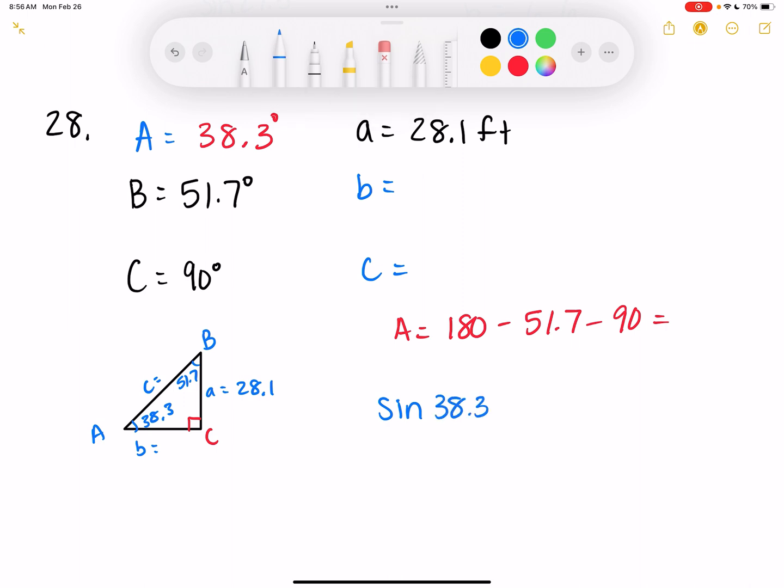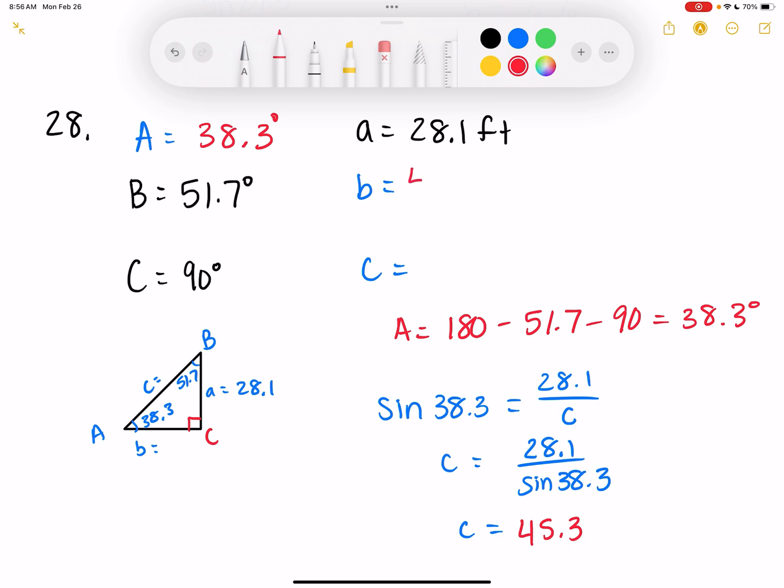Now, I should say it wouldn't have worked yet. We would have had to solve for C first if you wanted to use sine. So sine of 38.3 is going to be equal to 28.1 divided by side C. So I can swap C and the sine of 38.3. So 28.1 divided by the sine of 38.3. So what is side C? So 45. Oh wait, this is side C. 45.3 feet.